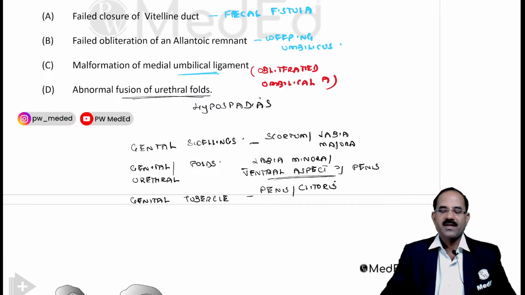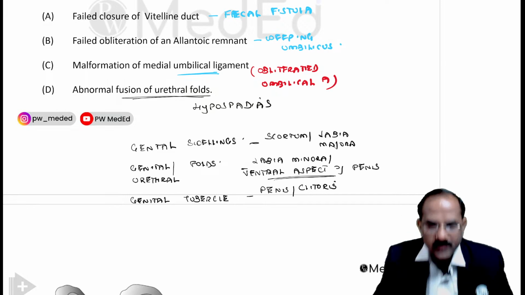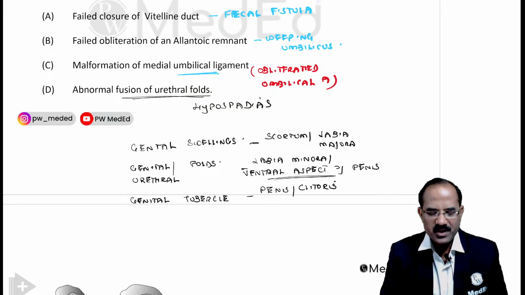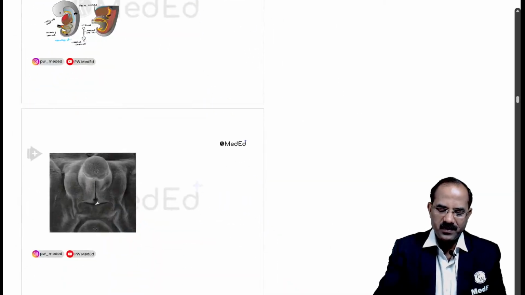Okay, clear students? Are all the options clear to you? Yes? Are you understanding, following, enjoying? Students, let us proceed to the next MCQ.